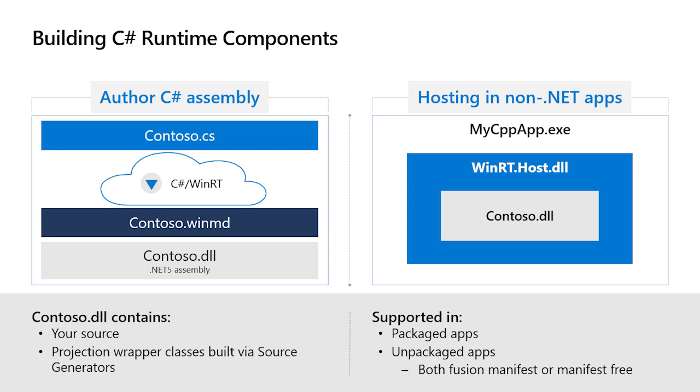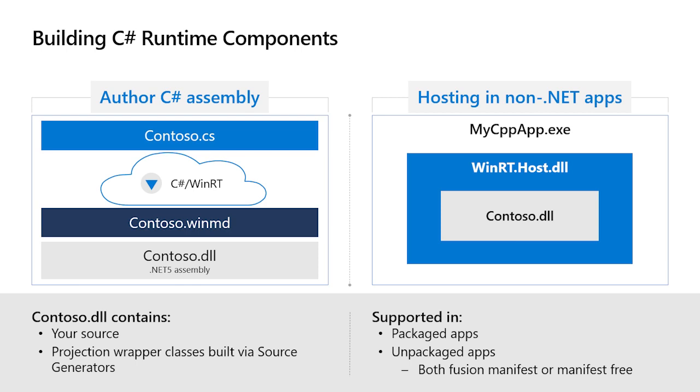So now that you've got your C# runtime component, you need to host that component in a native application. In order to host that component, you also need to host the .NET runtime itself. CSWinRT includes a set of tooling that actually includes the .NET 5 runtime hosting support. It's a new component called WinRT host.dll. In your C++ app, you reference the WinRT host.dll, and it knows how to find your implementation assembly.